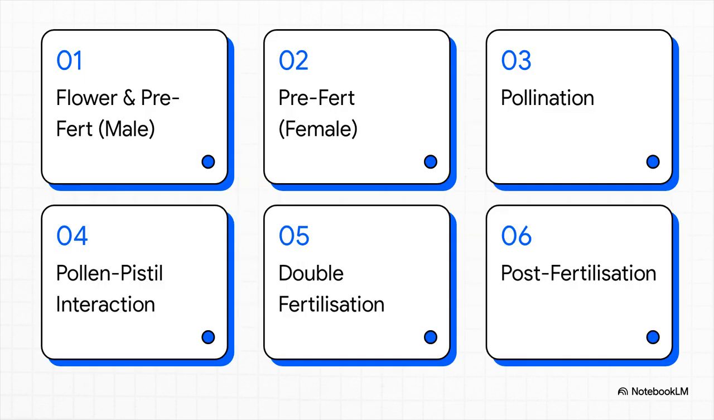So here's our game plan for today. First, we're going to look at the key players, the male and female parts of the flower. Then, we'll see how they meet up through pollination. After that, we'll dive into the main event, fertilization. And finally, we'll check out the results of all that hard work, how seeds and fruits are formed. Sounds good? All right, let's get started.